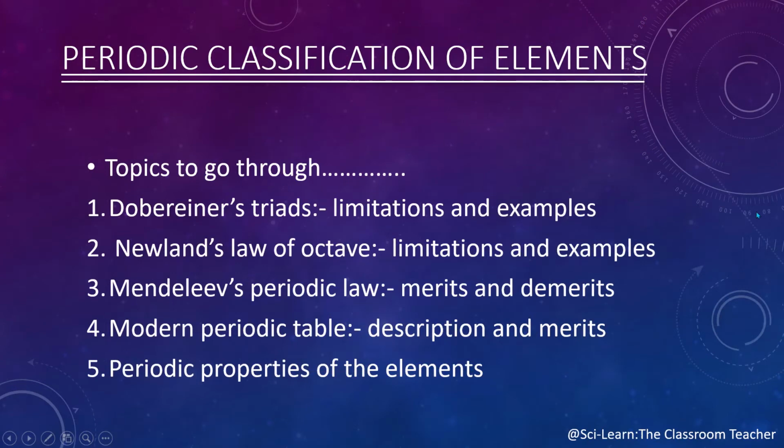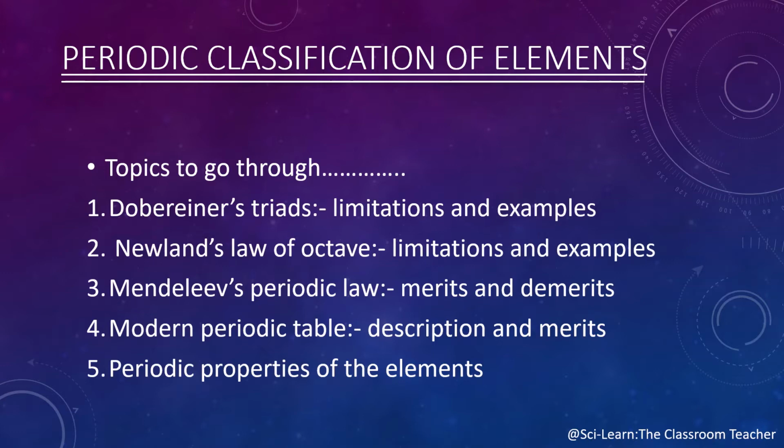What do we have to study in this lesson? The topics we have to go through are Dobereiner's Triad, limitations and examples, Newlands' law of octaves, limitations and examples, Mendeleev's periodic law, merits and demerits, the modern periodic table, description and merits, and periodic properties of elements, out of which 3 topics we must discuss in this video.